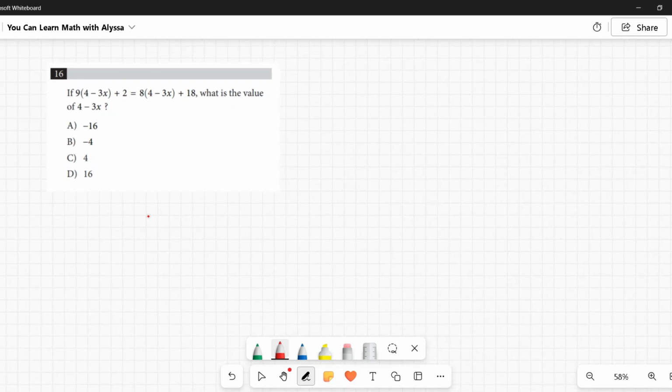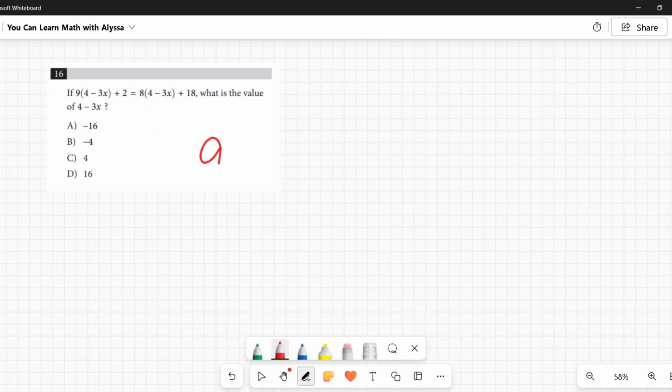Number 16. If 9 times (4 minus 3x) plus 2 equals 8 times (4 minus 3x) plus 18, what is the value of 4 minus 3x? This kind of problem where they don't ask you to solve for x, but instead ask you to solve for something unusual, like in this case, 4 minus 3x, always, always, always look at the original problem and see if there's a way that you can manipulate it to just get a 4 minus 3x or whatever funky combination it might be by itself. 9 times out of 10, if not more often, you will be able to do so.